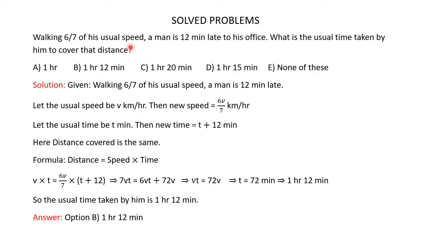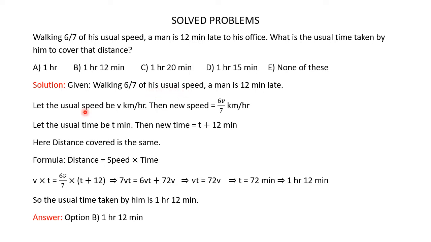Walking 6/7 of his usual speed, a man is 12 minutes late to his office. What is the usual time taken by him to cover that distance? You are given 5 options here and you have to find out which of these options is the correct one. Now it's given that walking 6/7 of his usual speed, a man is 12 minutes late. But we do not know his usual speed.